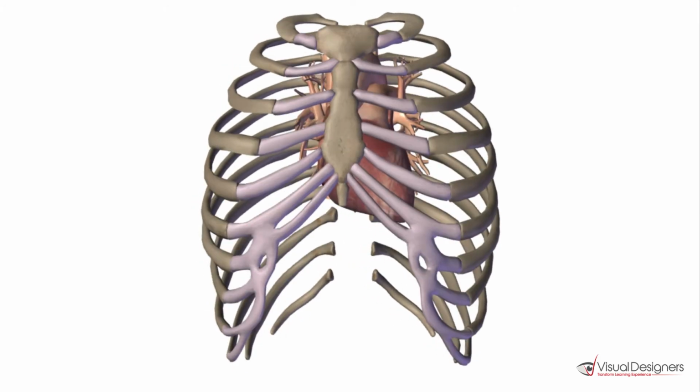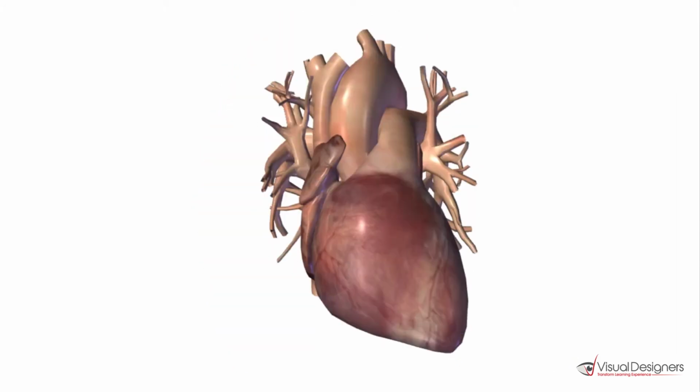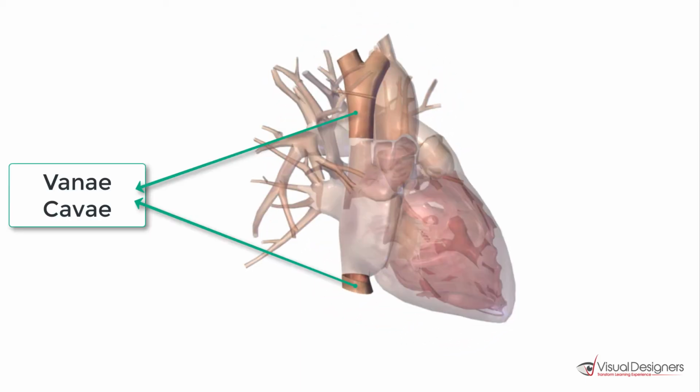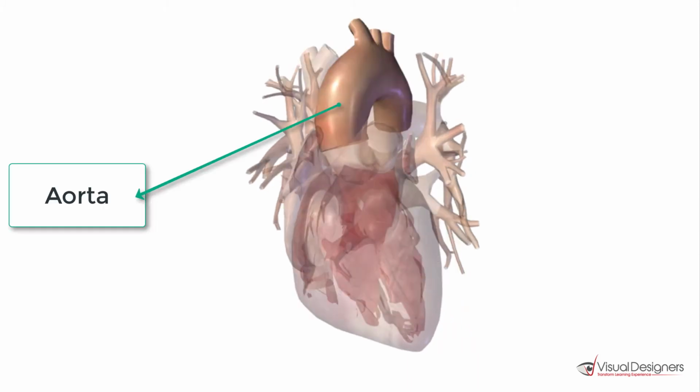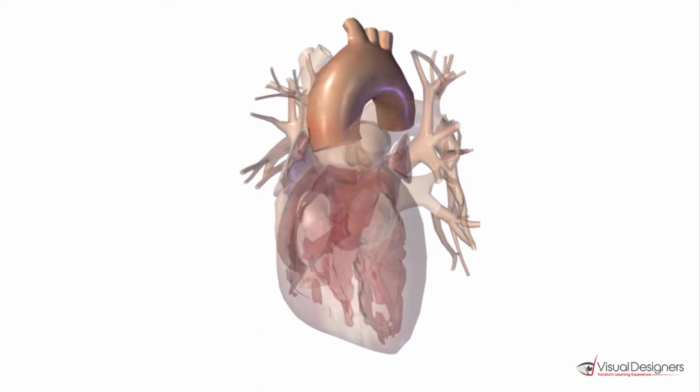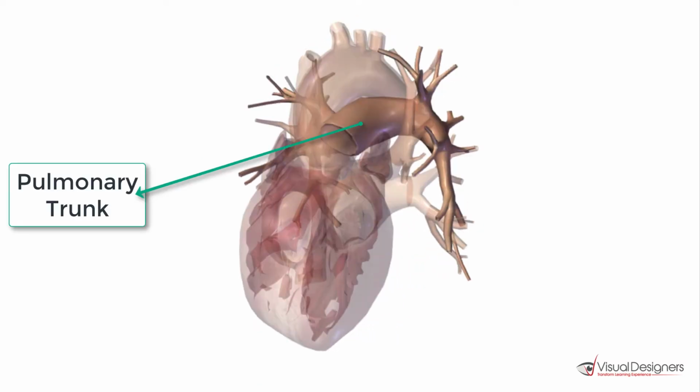Post learning about the position of the heart, let's now look at how it is attached to the circulatory system. The upper part of the heart is the attachment point for several large blood vessels, namely the venae cavae, aorta, and pulmonary trunk.